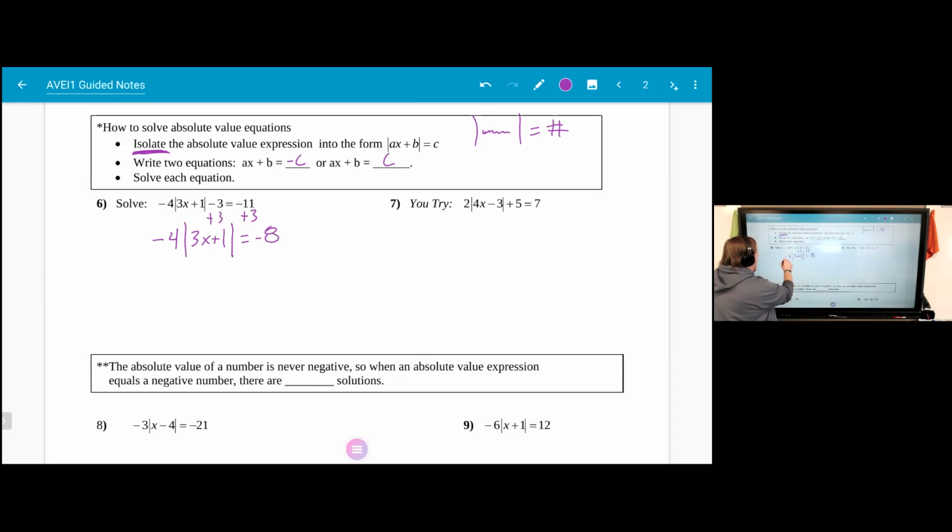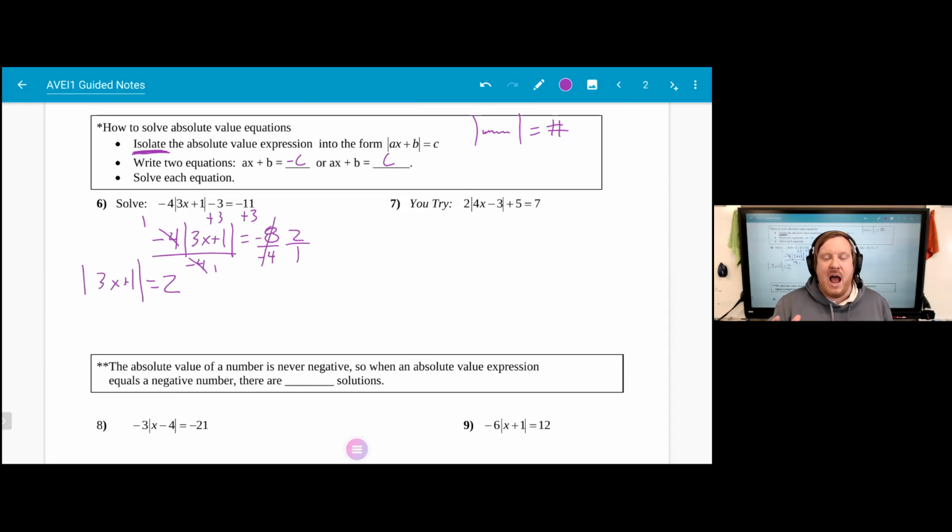I'm going to divide both sides by negative 4. And I have the absolute value, because this is 1, right? Negative 4 divided by negative 4 is 1. So I have the absolute value of 3x plus 1 is equal to positive 2, because negative 8 divided by negative 4 is 2. I have isolated. That was step 1. I've isolated to get my absolute value equal to a number. Now I need to solve.